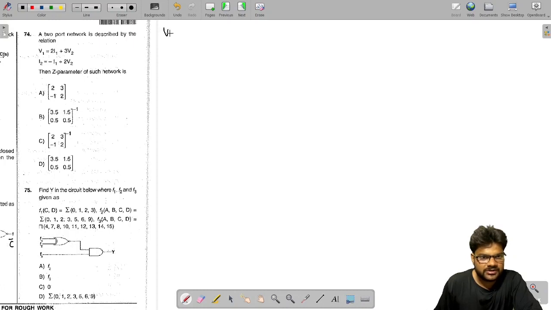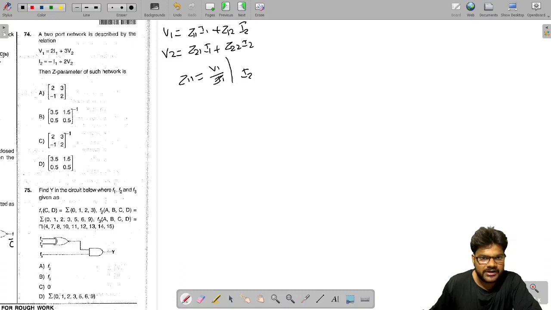So Z parameters, you know, V1 equals Z11 I1 plus Z12 I2, and then V2 equals Z21 I1 plus Z22 I2. Let us find out Z11, which is V1 by I1 when I2 equals 0. Let us put I2 equals 0 here, then you will get I1 equals 2V2. So the condition you got is I1 equals 2V2, and V2 is going to be I1 by 2.